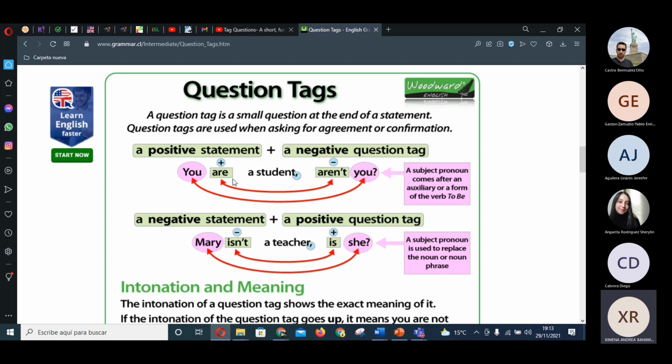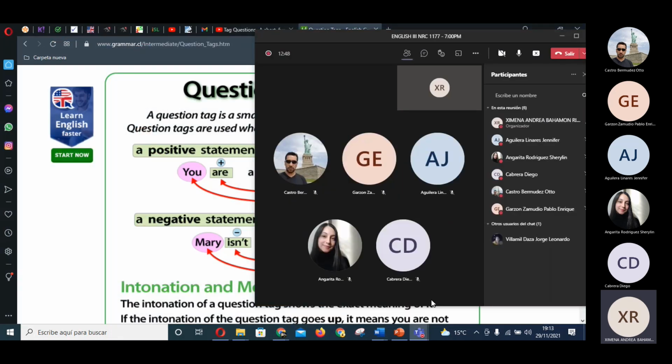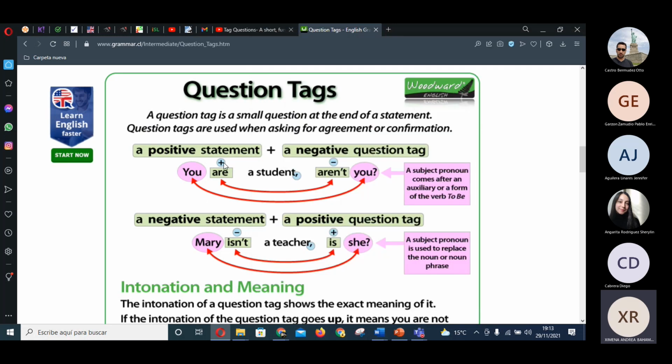You are a student. And then to create the question tag, you need to identify the verb and then you write it the contrary. I mean, if you have affirmative, that question would be negative. If you have negative, Mary isn't a teacher, that question would be affirmative, such as here. Is she? Important also, first of all, to identify the verb, which is the verb you have, and secondly, identifying if it is affirmative or negative.